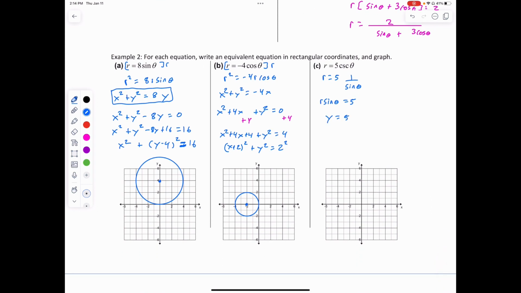And so r equals 5 cosecant of theta in polar coordinates is actually just another way of saying the horizontal line y is equal to 5. And that will conclude this video on polar equations.